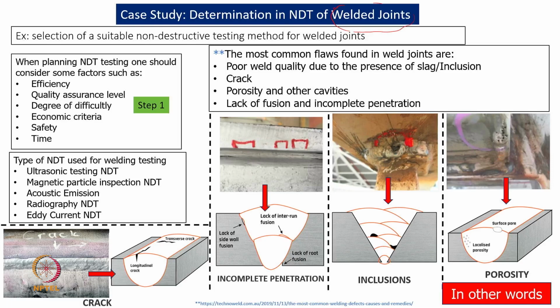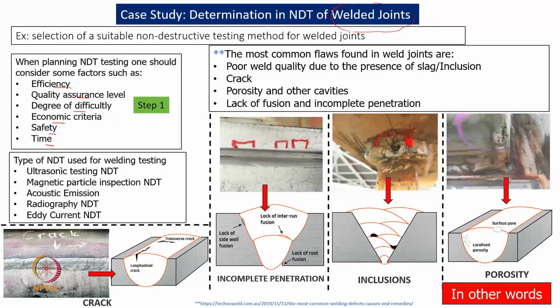So, we are trying to cover that kind of example, and I am not going for the bridge failure; we will focus only on the welded joints, on what kind of flaws occur and how to diagnose those flaws. Now, what are the parameters which should be selected? As I mentioned, we can select efficiency, quality assurance, degree of difficulty, economic criteria, safety and time, and then these need to have numbers.